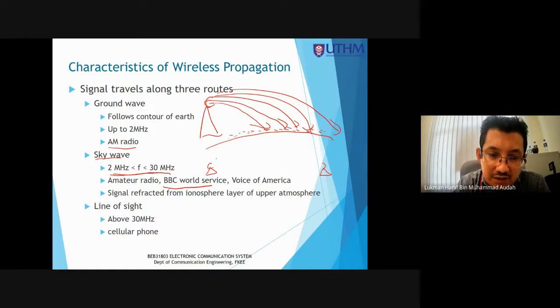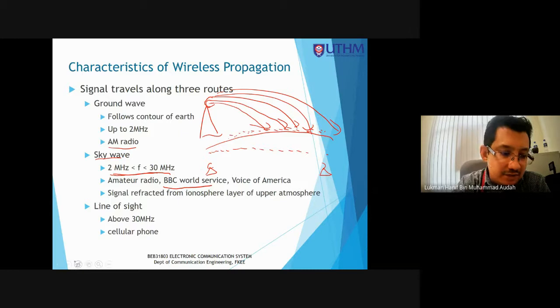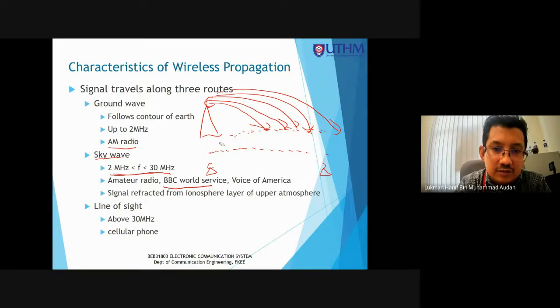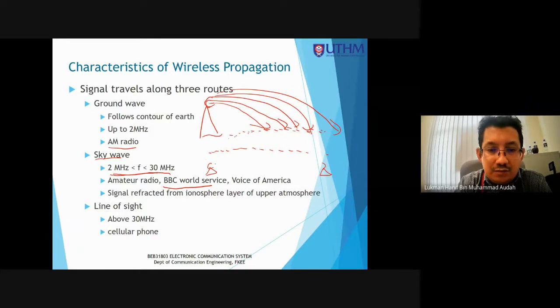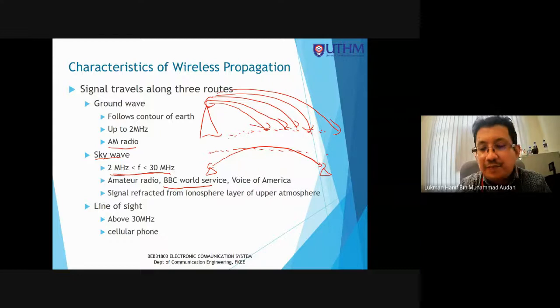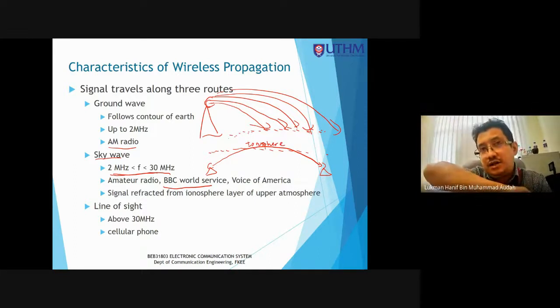So how do they transmit it? The signal is transmitted to the ionospheric level. So ni saya padam sikit aja. Okay, daripada bumi ke ionospheric. And ionospheric will reflect the signal back to Earth. Okay, so this is ionosphere. Pada lapisan udara ionosphere, kita hantar ke atas and then it will be reflected back to the Earth.